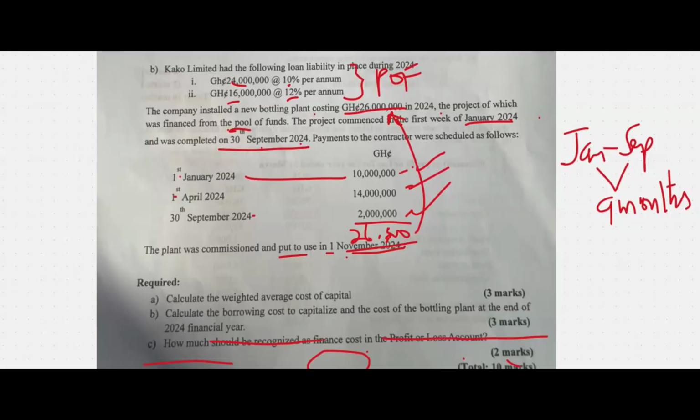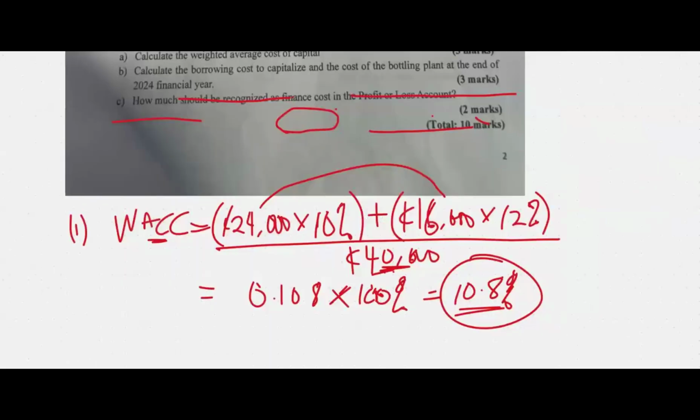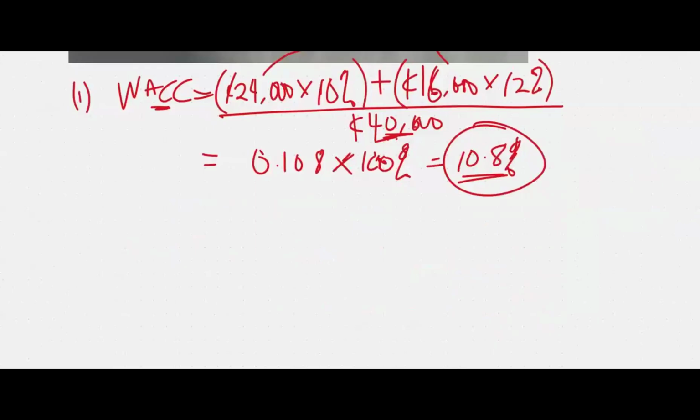Then we'll see the borrowing cost computation. All right. So now, from what we are saying here, they didn't pay the 26 million straight on. They paid in tranches. So we are also going to compute our borrowing costs. Let's go down. Pay attention. Borrowing costs, right?